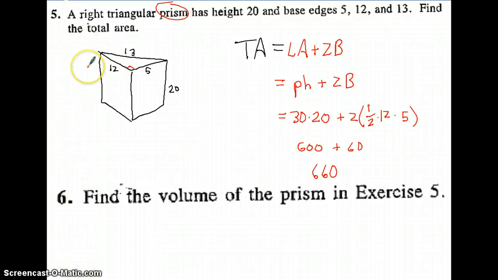All right, same prism for number 6. They just want you to find the volume. Volume here is not 1/3 base times height. It's just area base times height. Area of the base I found out already. It is 30. And the height I know is 20. Interesting, the area is the same as the perimeter on that triangle. Doesn't happen very often.